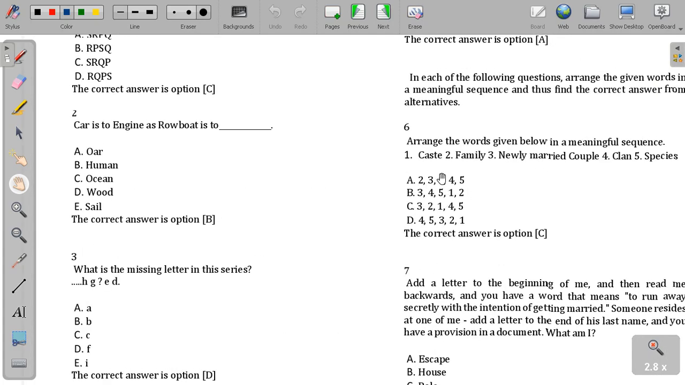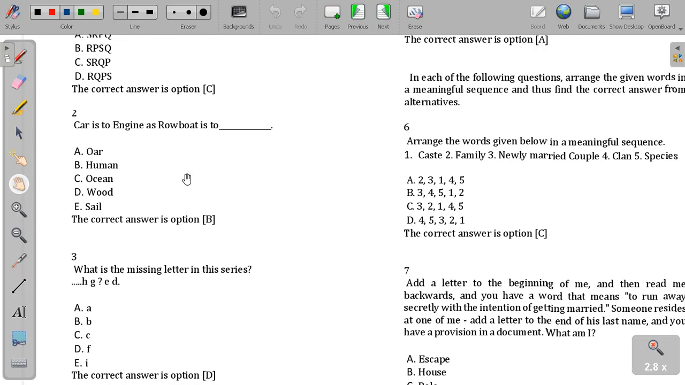You arrange the words given below in a meaningful sequence. You have caste, family, newly married couple, clan and species. So you need to arrange this. Which one should come first? Newly married couple comes first, followed by family. They form a family. Then you have the caste, then clan, and then they have their species.